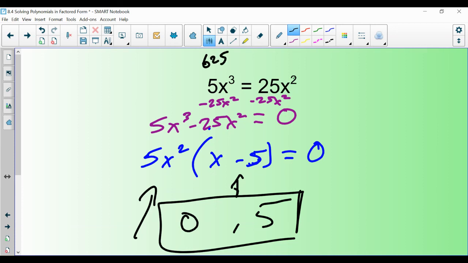You can try it here too. 5 squared, remember order of operations, 5 squared is 25, and 25 times 25 is also 625. Notice they got the same thing. You could plug in 0 for both of them, and they would also work. 0 cubed times 5 is 0. 0 squared times 25 is 0. 0 and 5 both work.